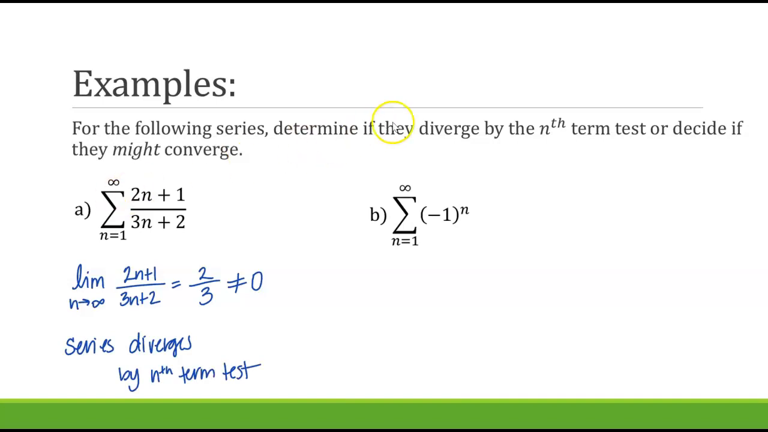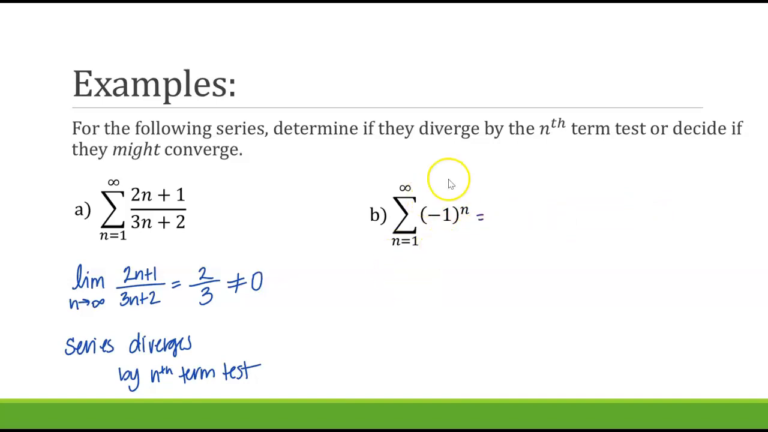Let's go ahead and look at part B. We have the sum of n equals 1 to infinity of (-1)^n. So let's write out a few of the terms here of this infinite series. So we're starting at 1.